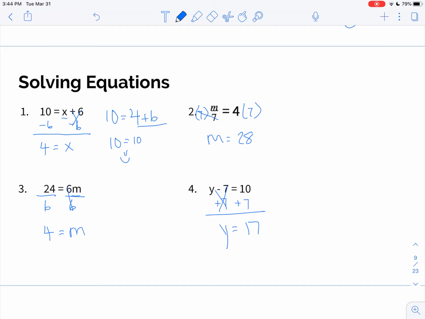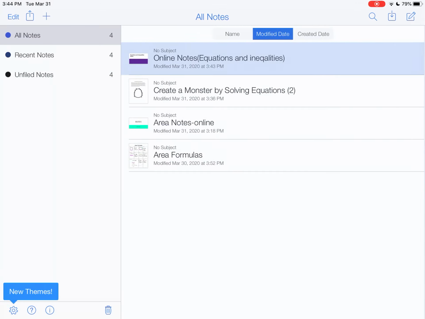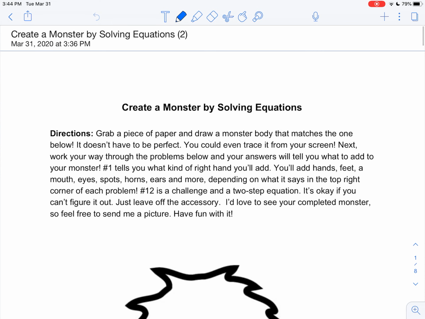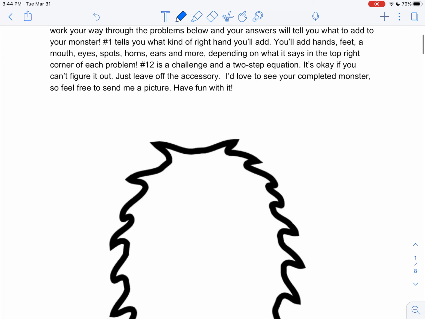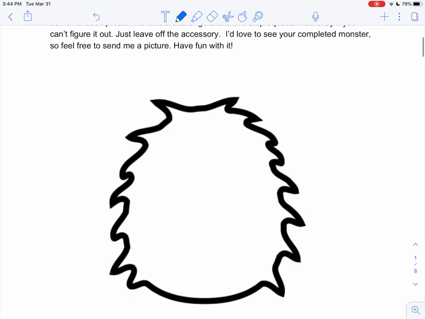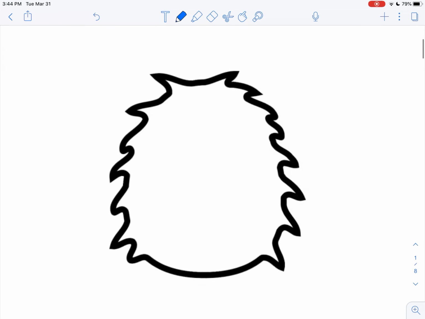Pretty quick and simple. I do want to go over what you are required to do for your practice today. I actually tried to make it fun. I was going to give you a boring worksheet, but decided to give you something a little bit different. There are directions here for you to look at, but I want to go over and explain it a little bit. So you're actually going to create a monster depending on your solving equation answers.